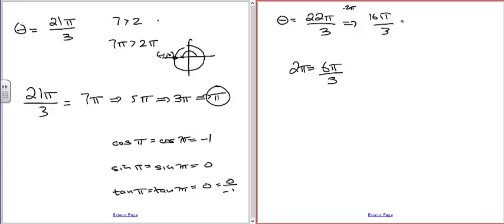That's still greater than 6π/3. So then you'll subtract again, you get 10π/3. 16 minus 6 is 10. Then you'll subtract 6 again, and you get 4π/3. And that's finally what you need to look up on your unit circle.